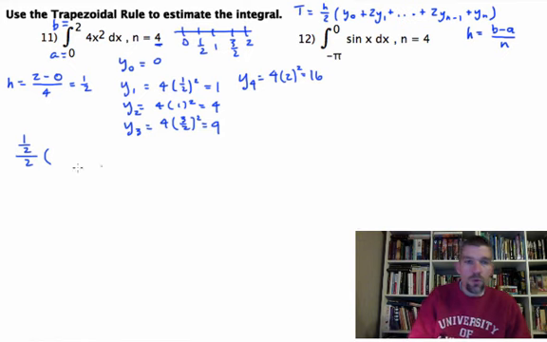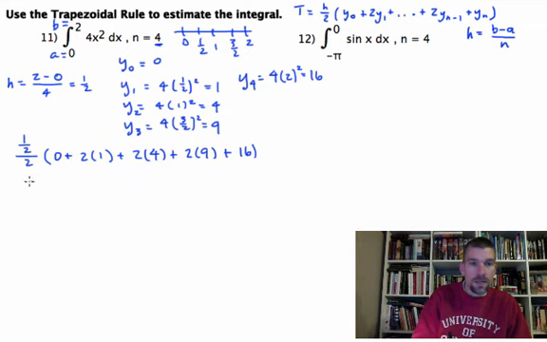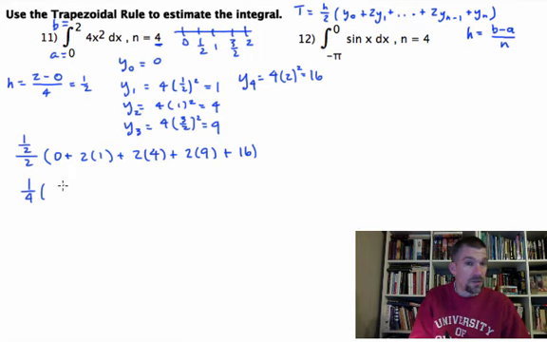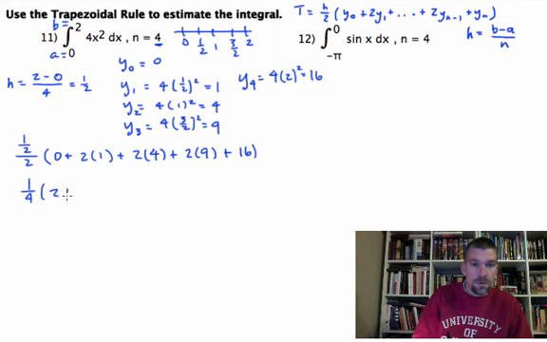So how does our trapezoid rule work? Well, 1/2 over 2 times 0 plus 2 times y1 plus 2 times y2 plus 2 times y3 plus plain old regular y4. And when I get all this together, this ends up being 1/4. Because remember, 1/2 divided by 2 is the same as 1/2 times 1/2. 2 plus 8 plus 18 plus 16. And when you work all this out, it comes all the way down to 11.